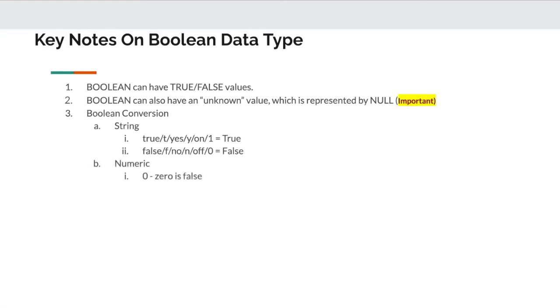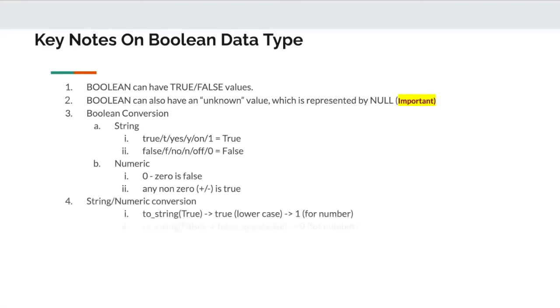When you try to convert a numeric value to a Boolean value, 0 is always false. Any non-zero, whether positive or negative, is always true. String and numeric conversion: when you try to convert a true value or a false value, this is how it works, into lowercase true and lowercase false. And in number, it is 1 and 0. Null is converted to null. So please try all those possible options. It is difficult to remember. So once you try before the exam, it will reinforce how these strings and numbers are translated into Boolean values.